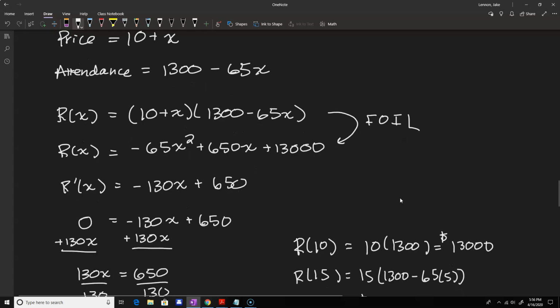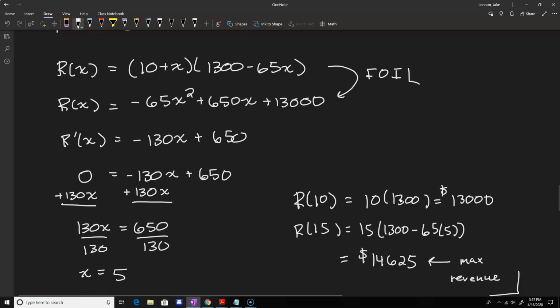Then we want to take the derivative of that function. The 13,000 goes away. Minus 65X squared has derivative minus 130X, and then the derivative of 650X is 650. So we can solve that equation. It's just a linear equation. I add 130X to both sides and divide by 130, and we get X equals 5. Remember, that's the number of price increases, not the price.